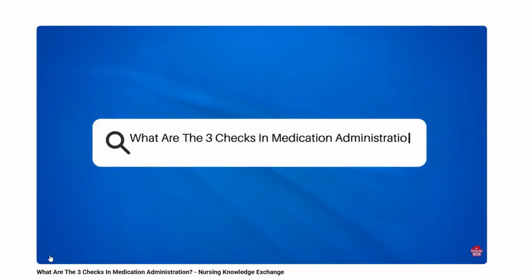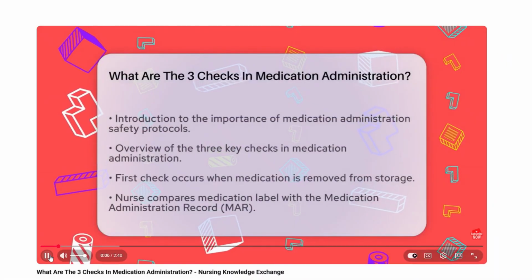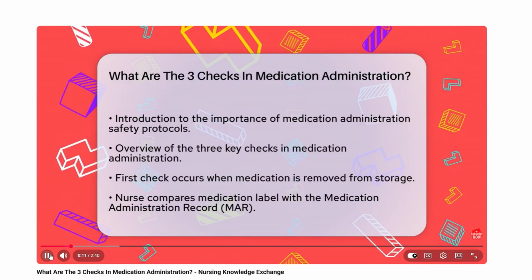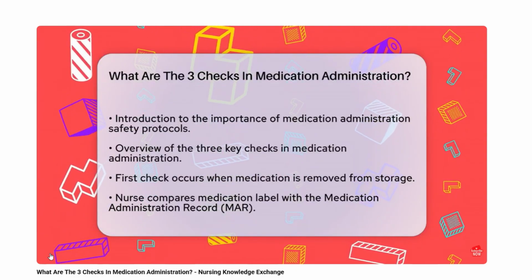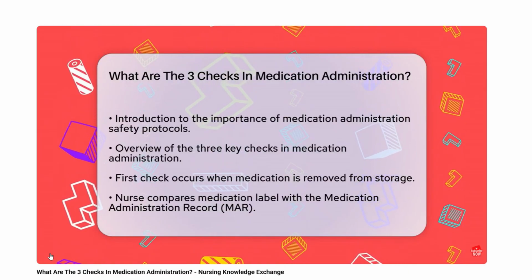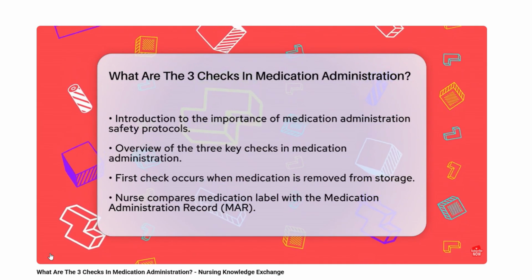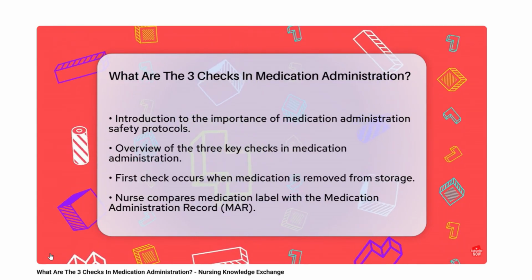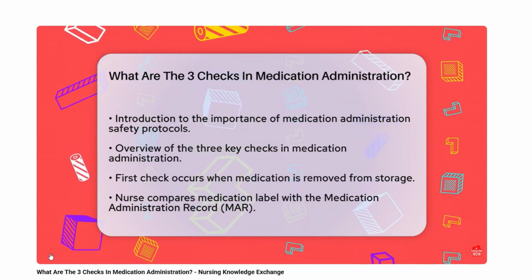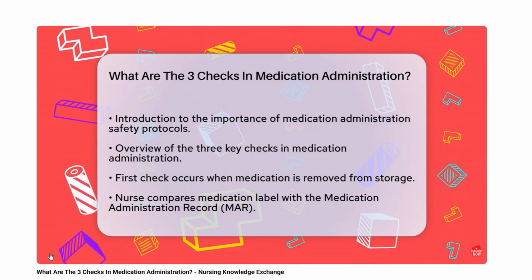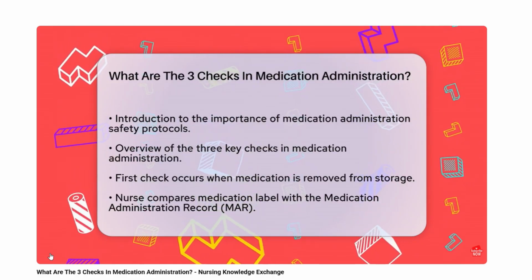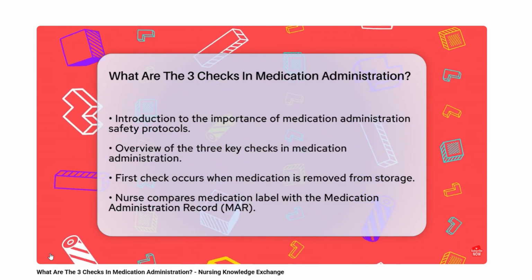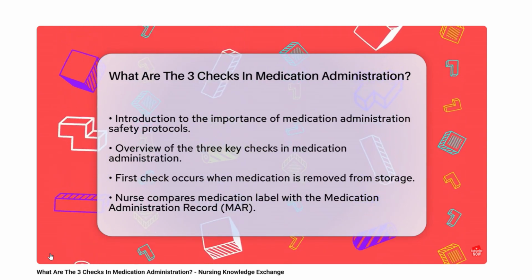What are the 3 checks in medication administration? If you're a nurse or someone interested in the safety protocols of medication administration, you're probably wondering about the critical checks that ensure patients receive the right medication. Let's break down these essential steps to understand how medication administration is made safe and accurate. When administering medications, nurses follow a strict protocol to avoid errors. This process involves 3 key checks that are performed at different stages to ensure everything is correct.